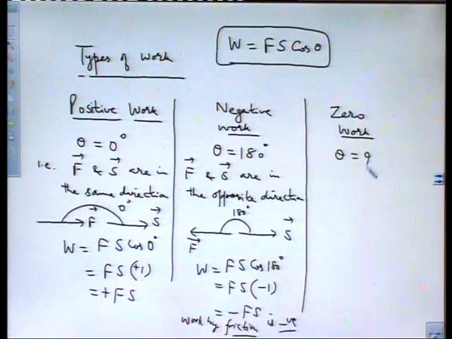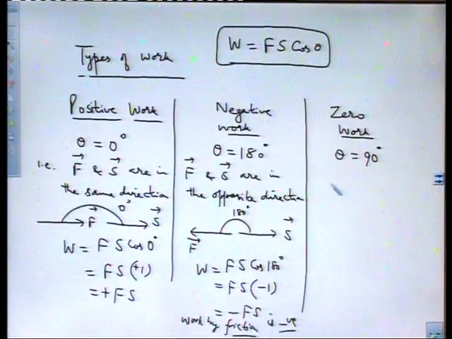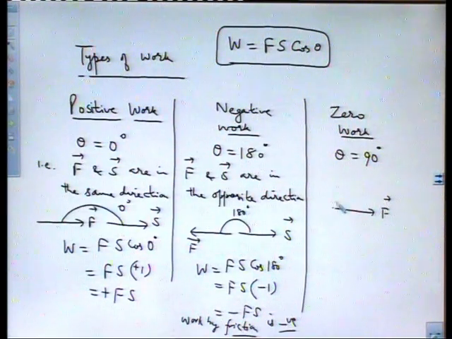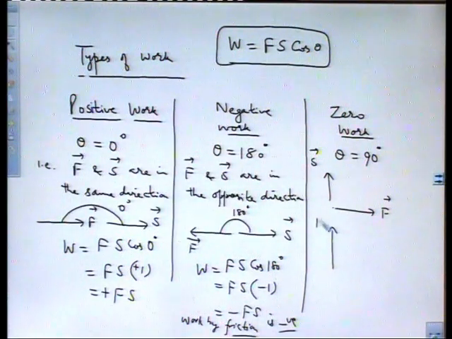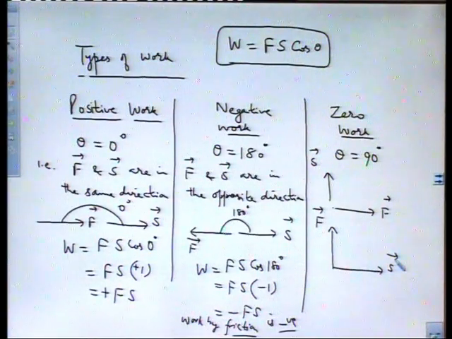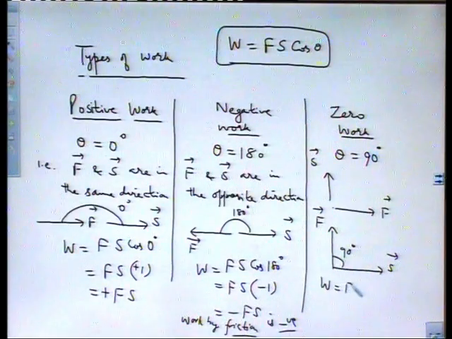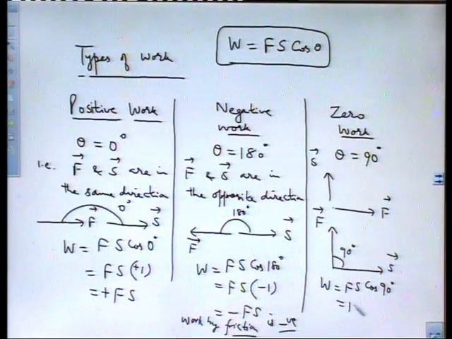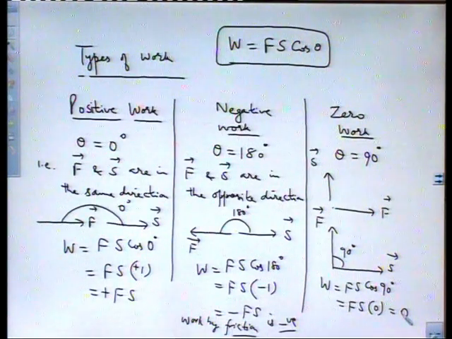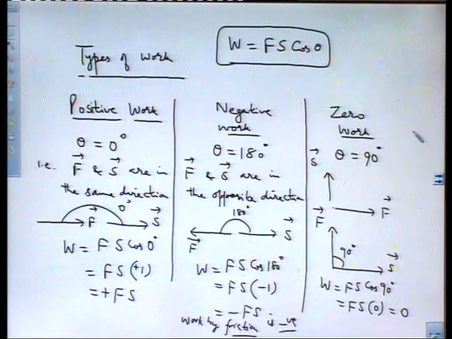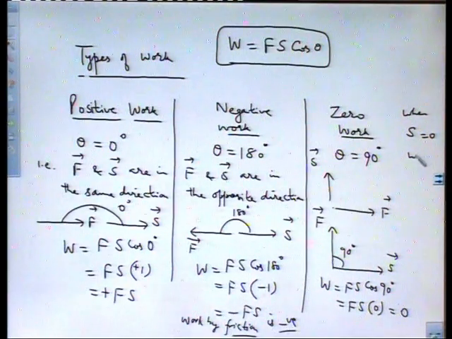When theta is equal to 90 degree, that is force is along this direction, S is in this direction, or force in this direction, S in this direction, angle is 90 degree, then work is equal to Fs cos 90 degree, and cos 90 is 0. So this becomes 0. So work may be positive, work may be negative, work may be 0. That depends upon the angle between the two vectors. Which two vectors? Force and displacement. Another case when work will be 0, that is when S is 0, then work will be 0.